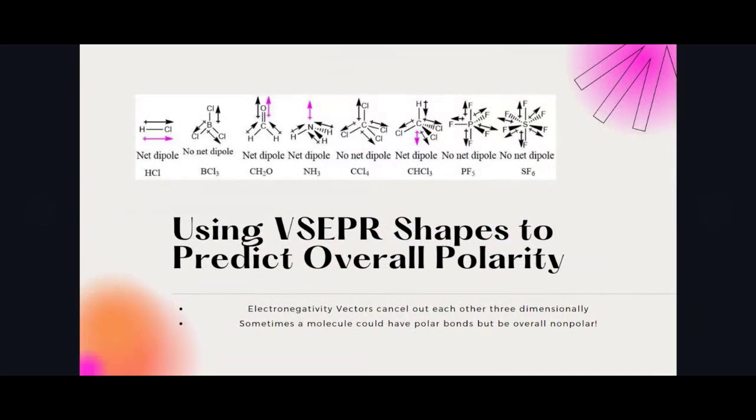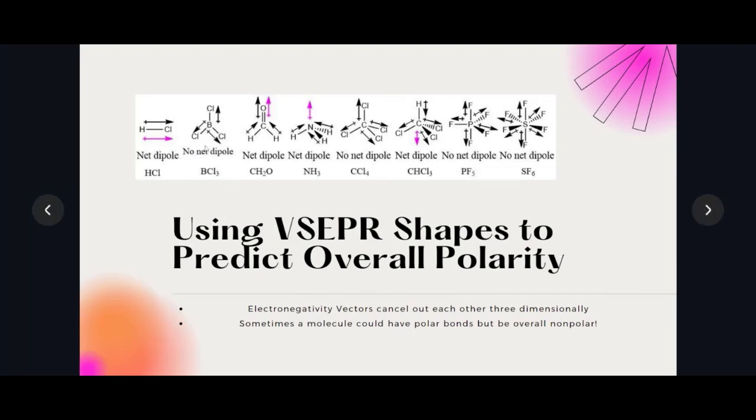So when we have the shape, we can also go ahead and predict the polarity as well. When you draw this molecule, you can show the net dipole vectors that we did earlier. These electronegativity vectors carry magnitude and direction, so they can cancel out. In the first example, BCl3, once you draw the Lewis structure, you'll get BCl3 with no lone pairs. So if you have 3 areas of shared atoms or electron density and no lone pairs, it corresponds to a trigonal planar shape.